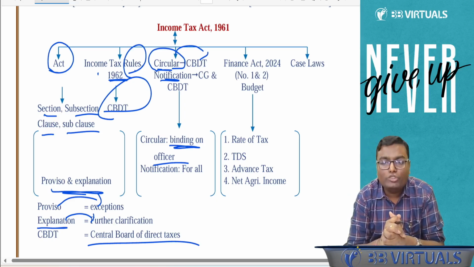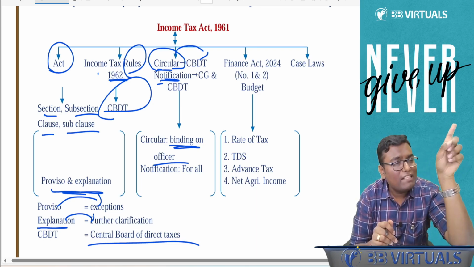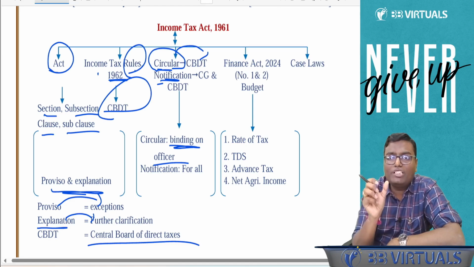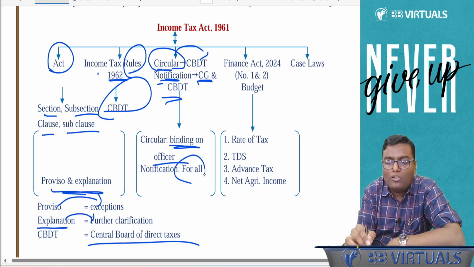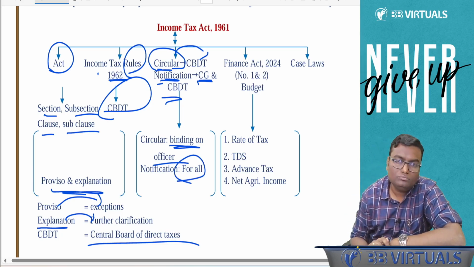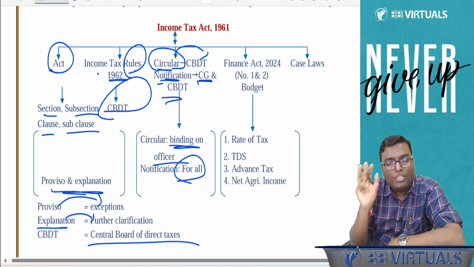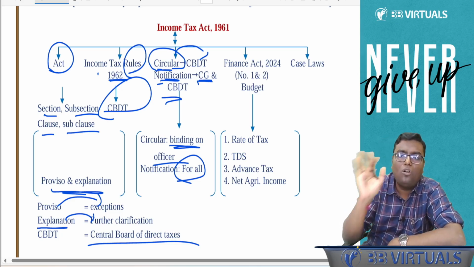Then what will they issue? A notification, in which it will be written that even though the act says 31st July, for this particular year you have to read this as 30th September. So a notification is issued by the central government also, by CBDT also, and it is binding on all. So a circular is issued by CBDT, binding on officers. A notification is issued by the central government and CBDT. It is binding for all.